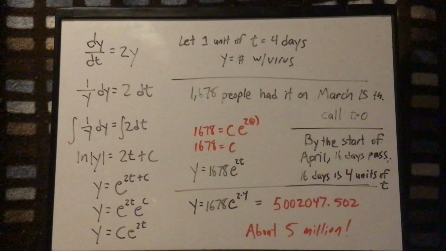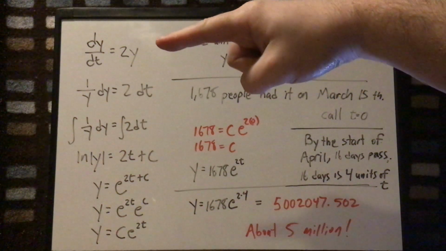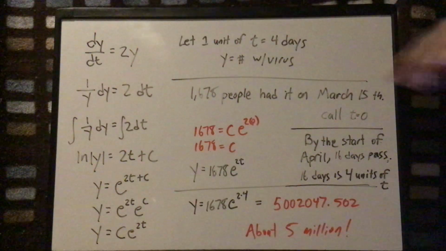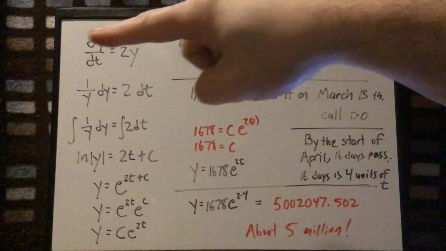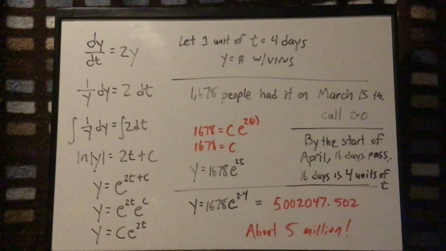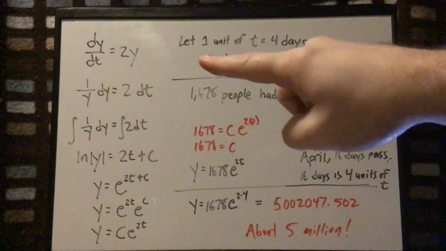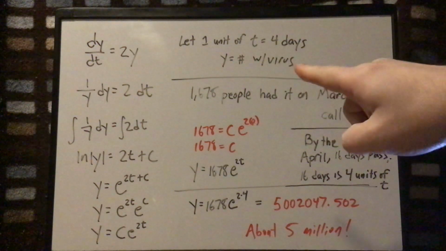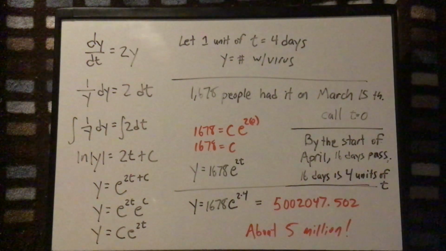So I started in the upper left corner with dy/dt = 2y. Now, why did I come up with this? This is actually me interpreting the growth rate of the disease. So I should define my terms. So I do. I let y be the number of people who have the virus.